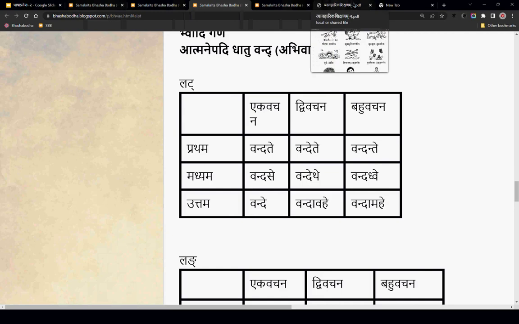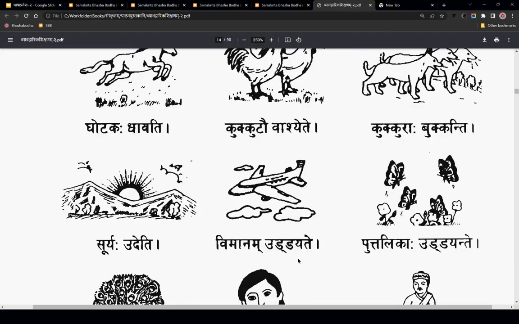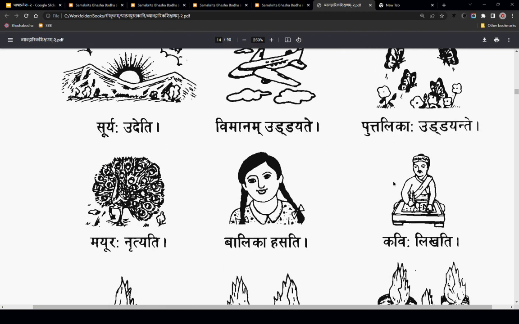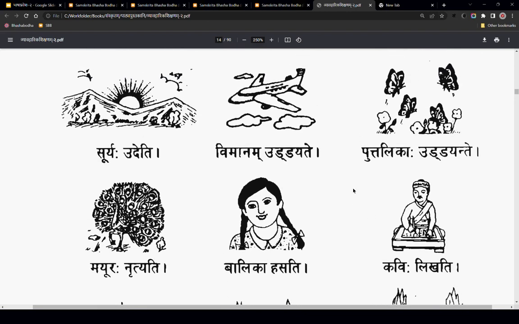So here in this book you see some kriyapadas coming from the dhatus which are atmanepada. Many of them are usual, we know that dhavati is parasmaipada. Ghotakah dhavati. Here they have used ghotakah for ashvah. It's fine. Kukkutah vashyate. Rauti, iti artha, means it crows. Kukkurah bukkati, suryah udeti, vimanam uddayate, puttalika uddayante.